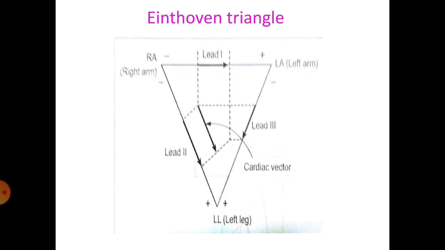So this figure shows Einthoven's triangle. Here lead 1, lead 2, lead 3. These 3 leads are connected together to form a triangle known as Einthoven's triangle. This is the lead 1 cardiac vector, lead 2 cardiac vector and lead 3 cardiac vector. That is right arm, left arm, right leg. So the right leg is always used as a reference, as already specified.